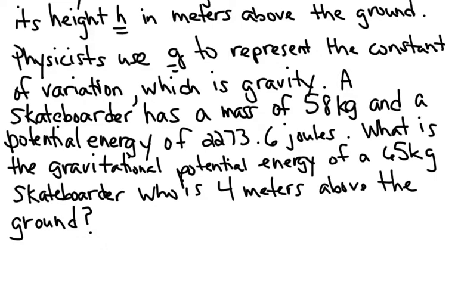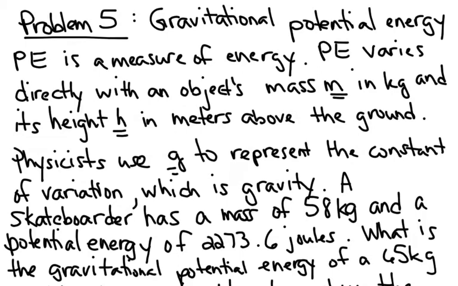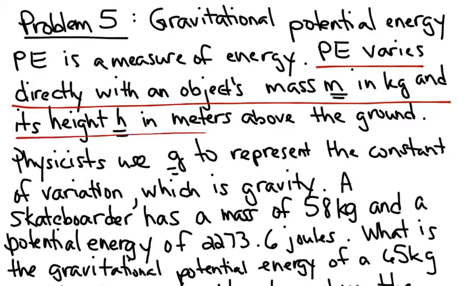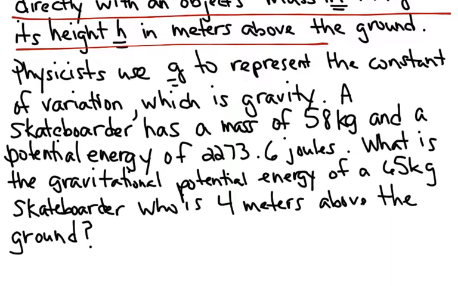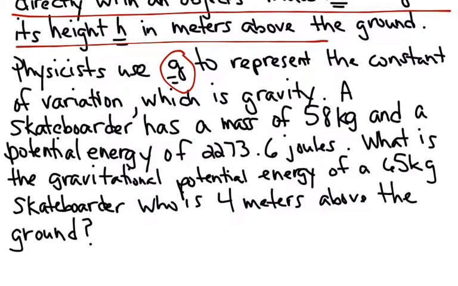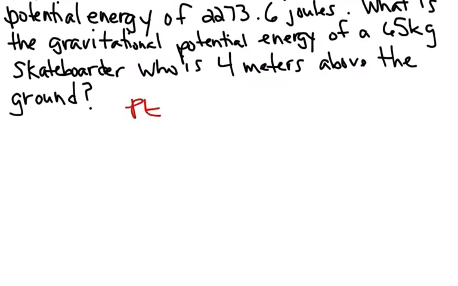First, I have to write an equation to represent the situation. So let's go back up here. We said that the potential energy varies directly with the mass and the height. And g is going to be our constant instead of K. So that means I'm going to use the equation PE is equal to GMH. Because direct variation means that my variables are being multiplied by the constant.